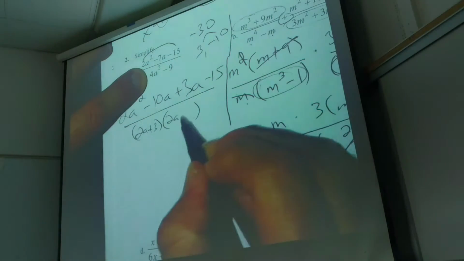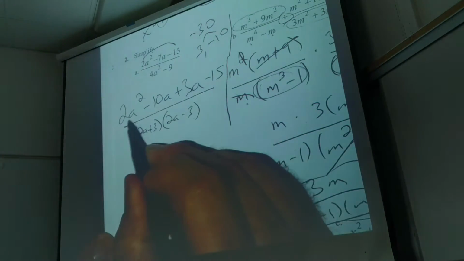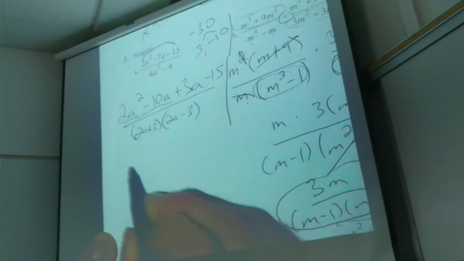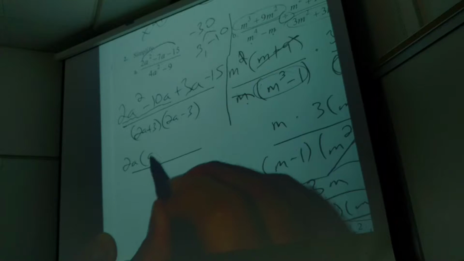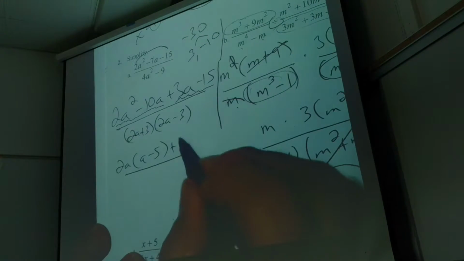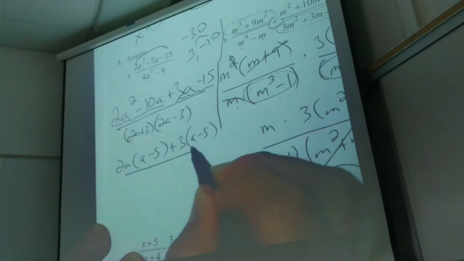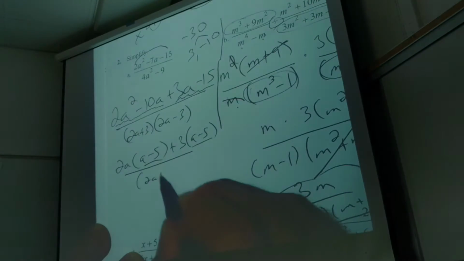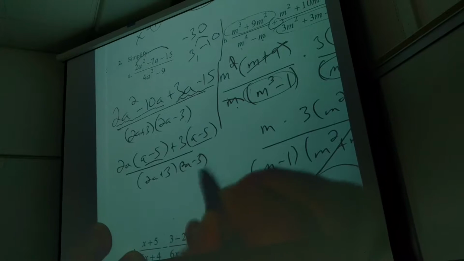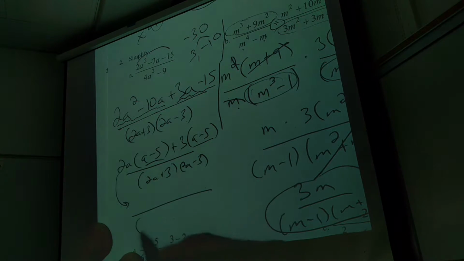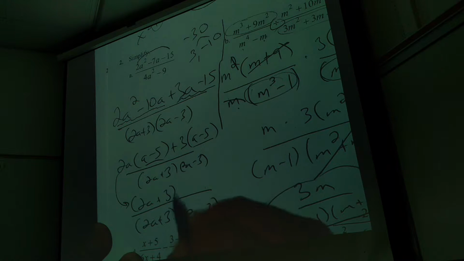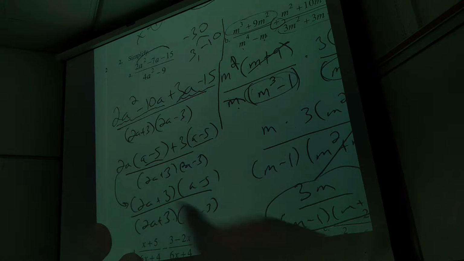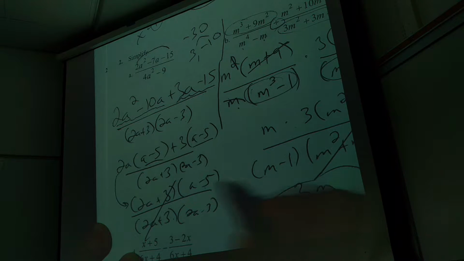2a plus 3, 2a minus 3. So in the top, what comes out of these two? 2a. A minus 5. What comes out of these two? 3. Thank God the same thing, right? So finishing up the top here, what do you get? 2a plus 3, a minus 5. So what cancels? 2a plus 3. Bam! So you end up with that.